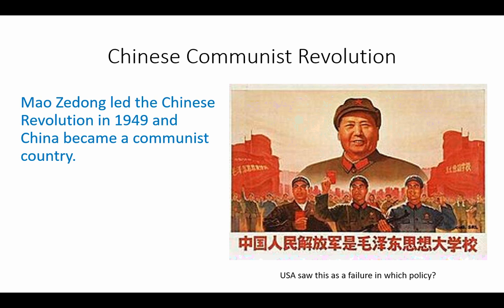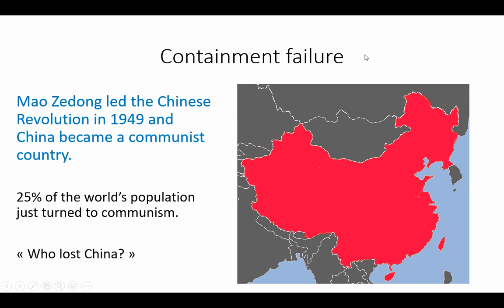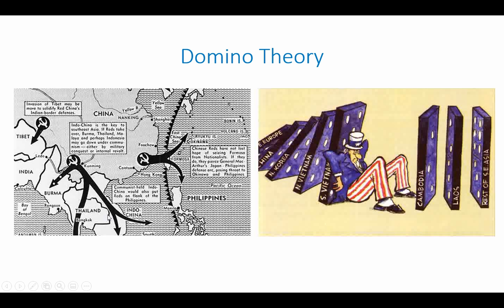All right, so the United States, of course, sees this as a massive failure for them in containing the spread of communism, right? Because China is the most populous country of the world today. Well, it was back then too. A quarter of the world's population lived in China, and it had just become communist. So the big saying was, who lost China? Hey, how do we lose China to communism? This is terrible. All right, and so with that comes this idea of the domino theory.